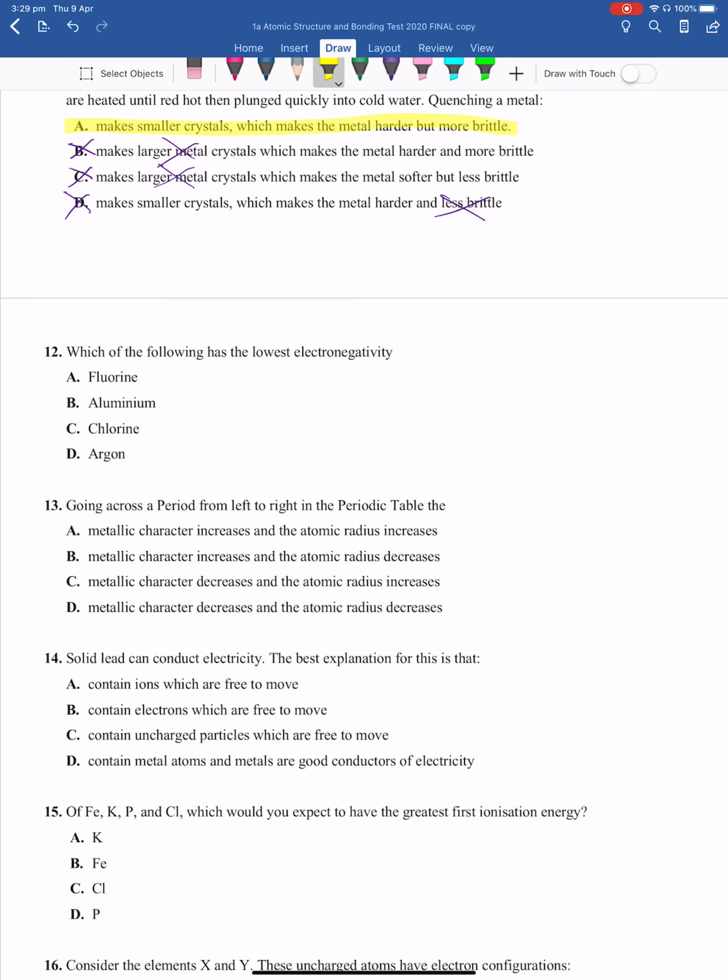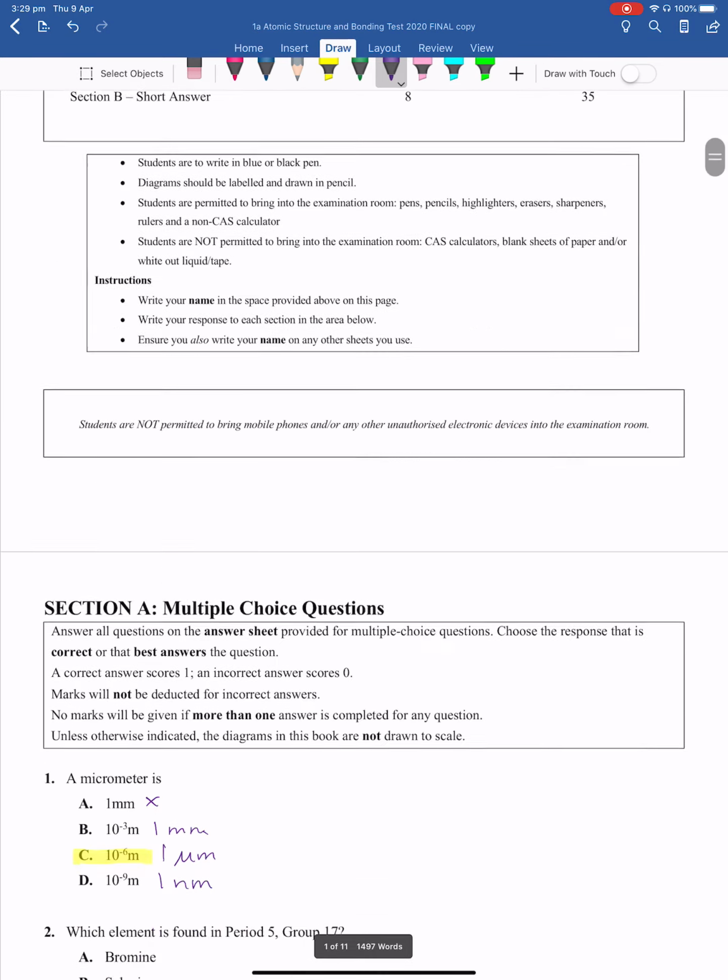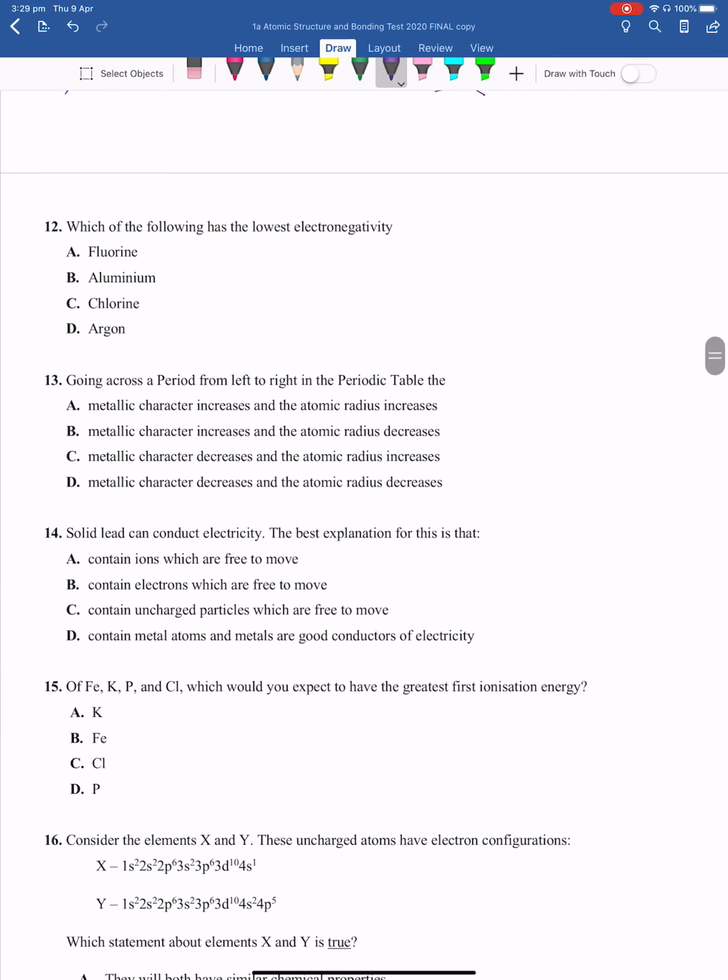Now, this is the worst answered question in the entire test. Only 35% of people got it right. And I reckon some of them might have been a guess. That's interesting. So what I'm going to do is I'm just going to write them down for you so that you can see why this is the case.